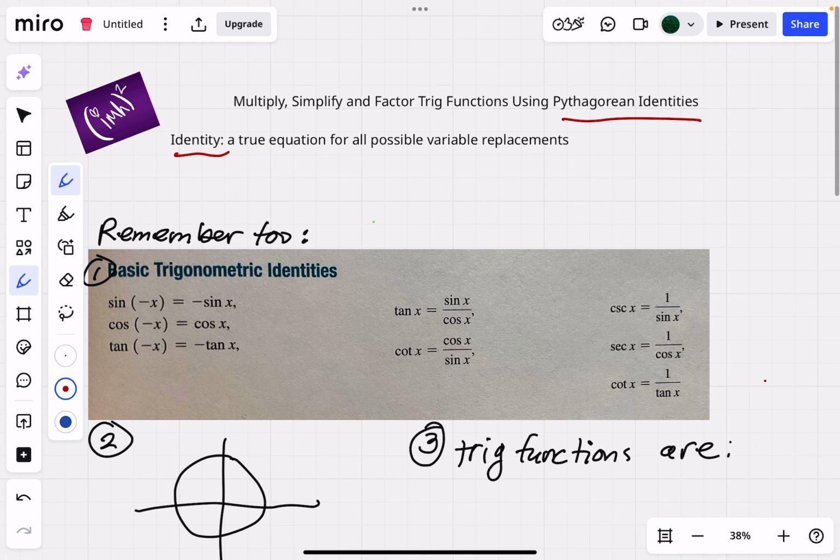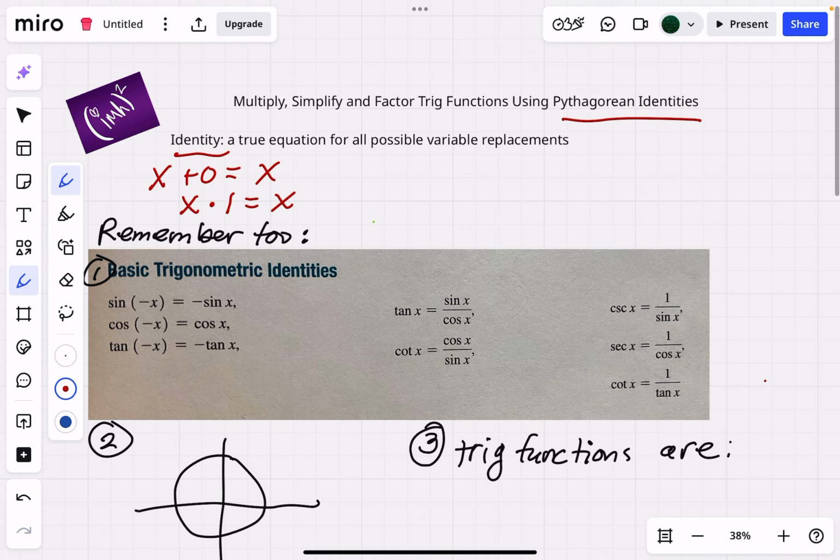Identities in math are equations that are true no matter which variables are replaced. So for example, if I had some number and I wanted to add 0 to it, I'm always left with the original number. This is an identity when adding 0. How about if I have a number and I multiply by 1? I'm always left with the number, right? Because that's an identity when multiplying by 1. Things that we can depend on to always be true, no matter what we're replacing the x with.